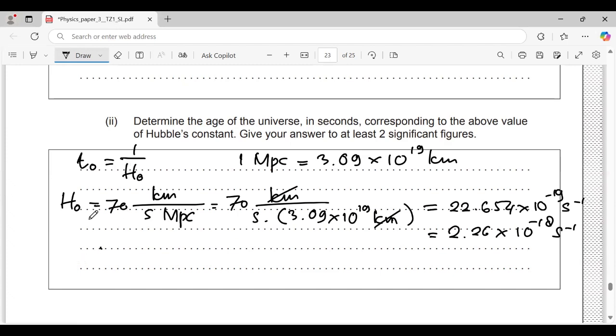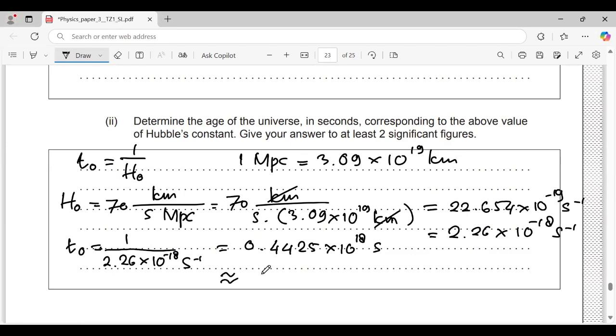Next, substitute into this formula, t0 equals 1 over 2.26 times 10 to the power minus 18. If we calculate, the result is 0.4425 times 10 to the power 18 seconds, rounded to 4.42 times 10 to the power 17 seconds.